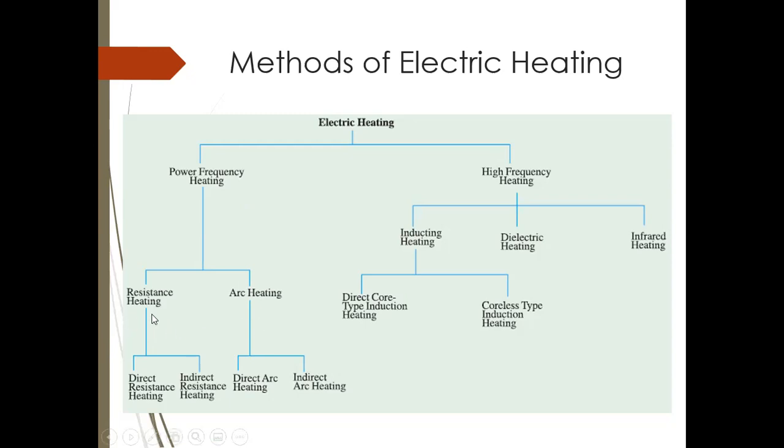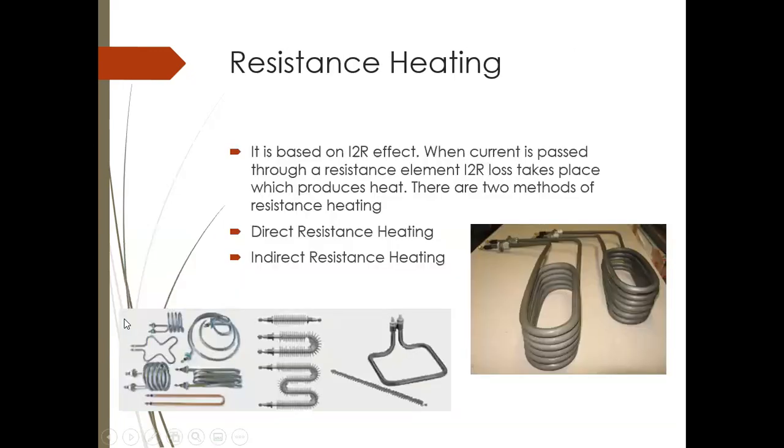If we take the resistance heating method, it is based on the I square R effect, as we know from the formula of power. When current is passed through a resistance element, I square R losses take place, which produce heat. There are two methods of producing this heat: direct resistance heating and indirect resistance heating.